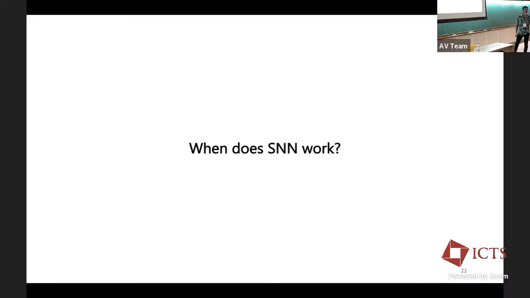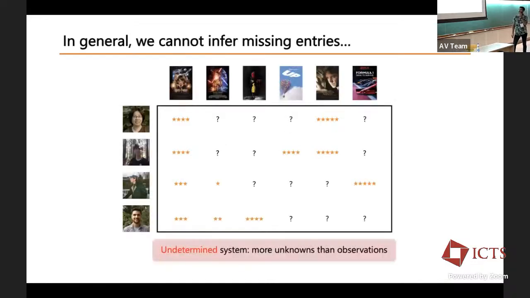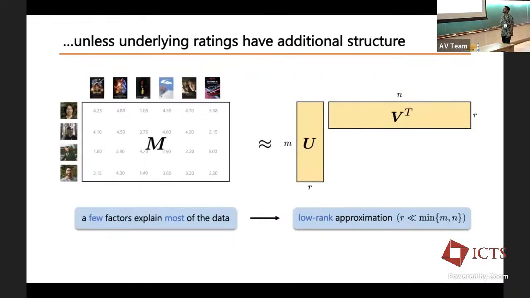Okay, so when does this algorithm work? In general, you obviously cannot infer, because there are more unknowns than there are observations. What you generally assume, which is standard in the literature, is that this matrix is low rank. There are low dimensional column factors and row factors that determine this matrix. So that's given by R.